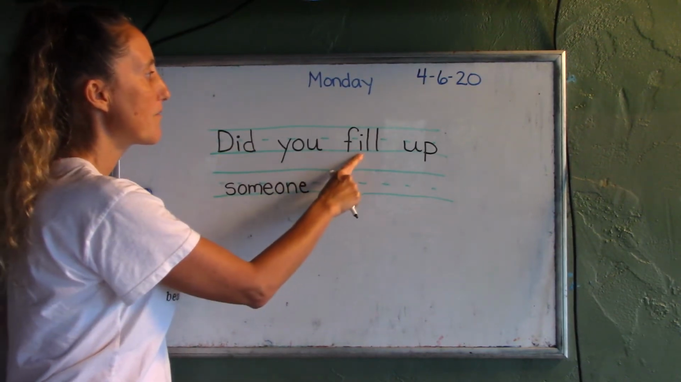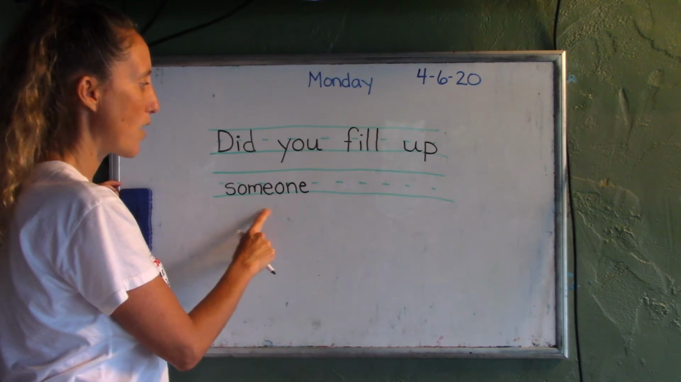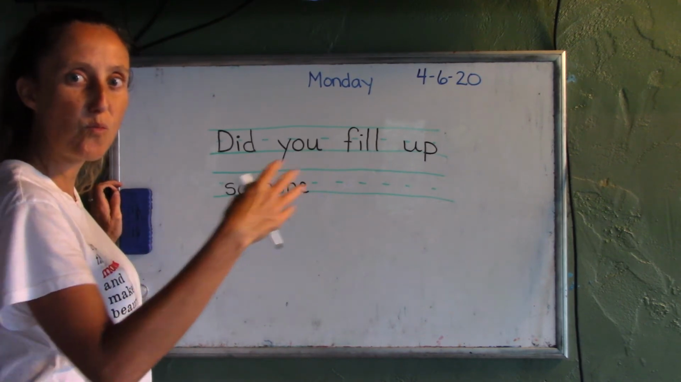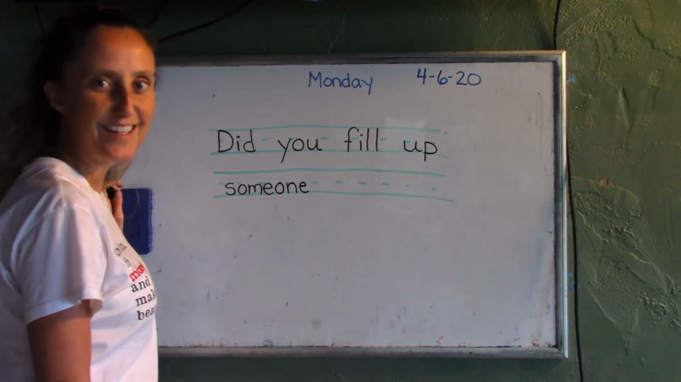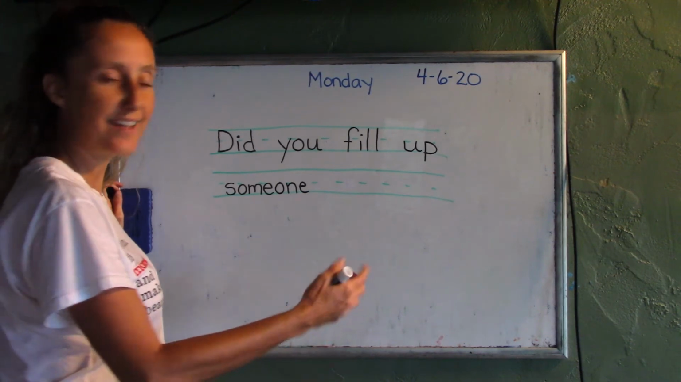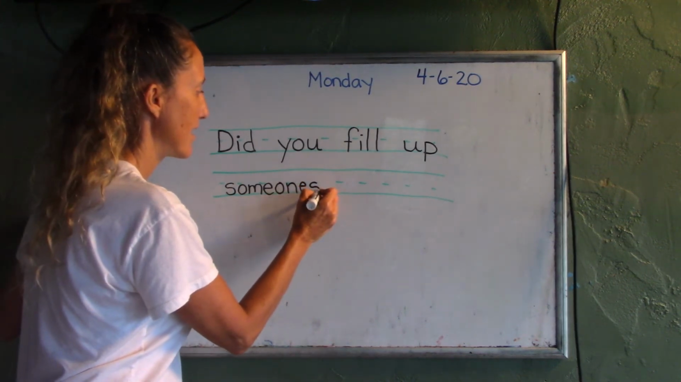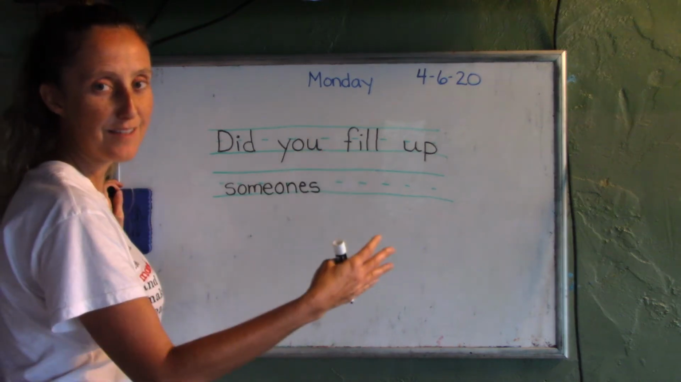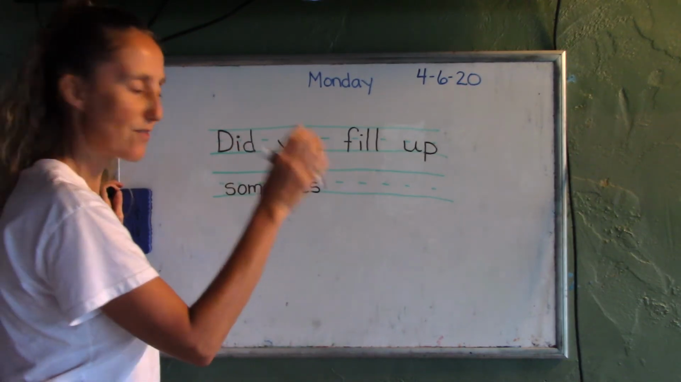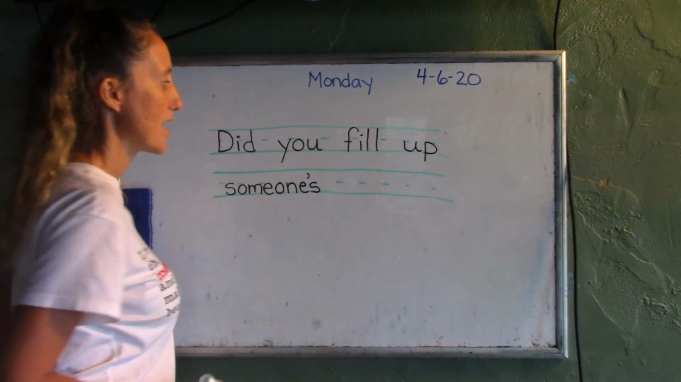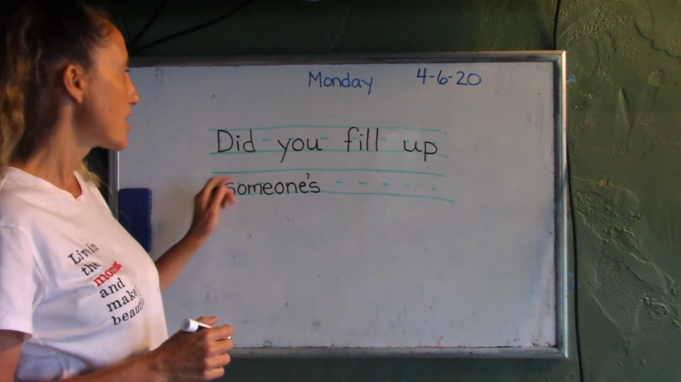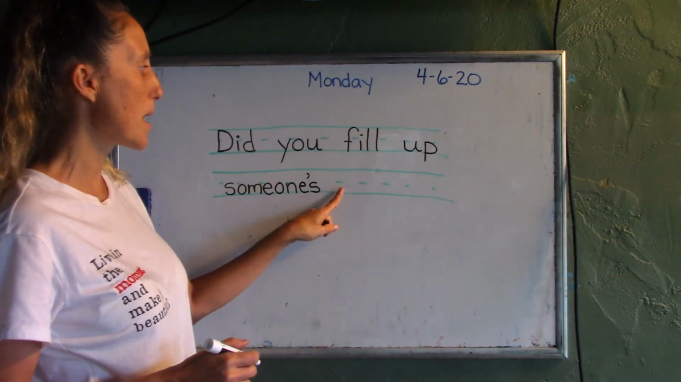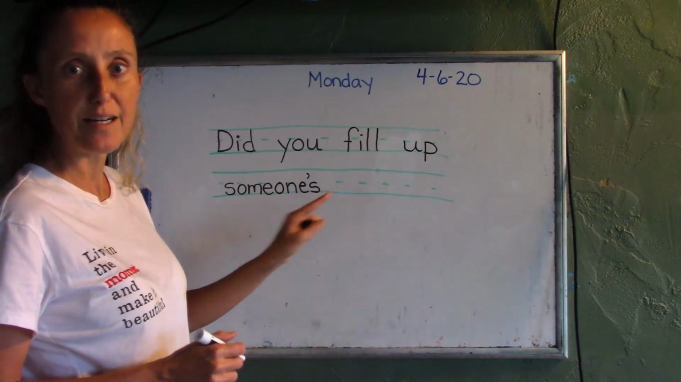Did you fill up someone? And we want to say someone's. So how are we going to do that? We're going to add an S. And it's theirs, they own it, it belongs to someone, so we're going to make it an apostrophe S, right? That shows it belonging, okay? Did you fill up someone's bucket?